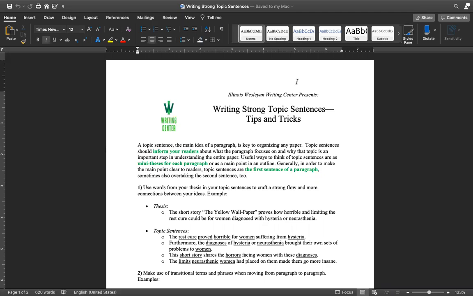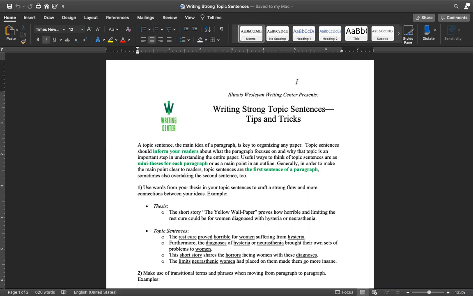Hi. Today, the Writing Center wants to talk to you about writing strong topic sentences. We're going to give you some tips and some tricks to get the most out of your paper and its topic sentences. First, it's important to know what a topic sentence is. It's the main idea of a paragraph and is key to organizing any paper.